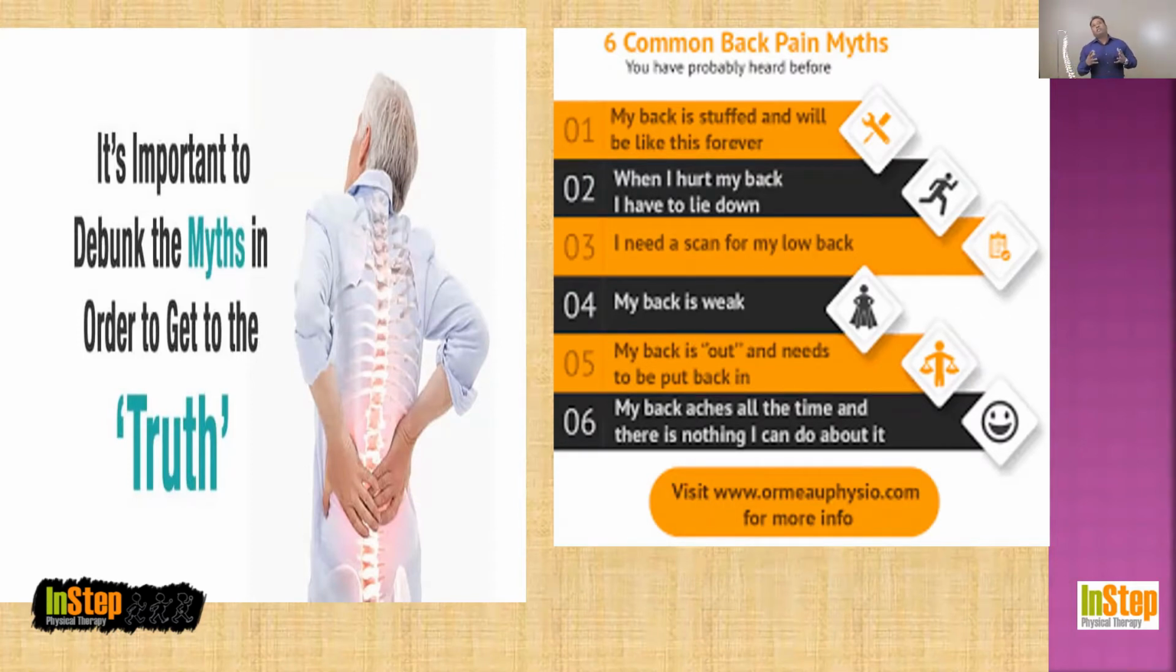So what they mean when they say the back is out is that something is not moving the way it's supposed to move. We have to make sure it moves by means of manual therapy or exercises. That's what it means. So I don't want you guys to imagine that something is supposed to be like this, it's like this, and somebody's going to do this to me. No, it's not like that. My back aches all the time and there's nothing I can do about it. You can definitely do something about it.